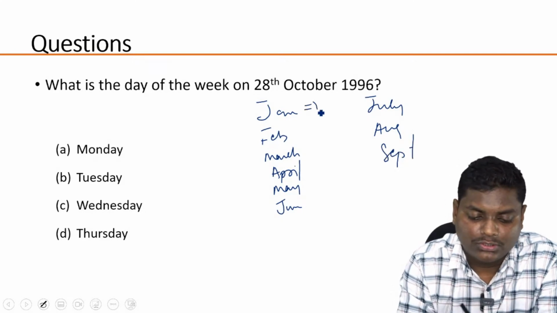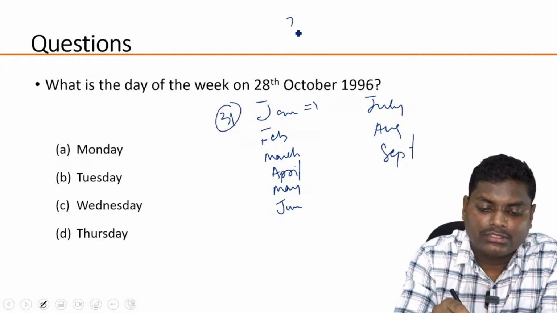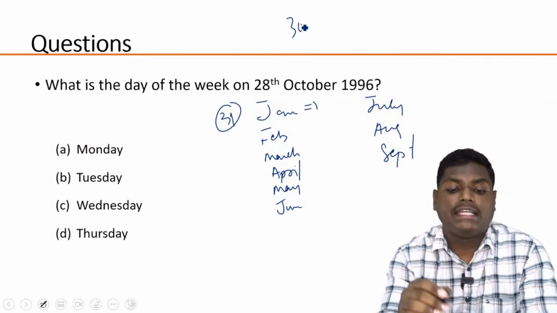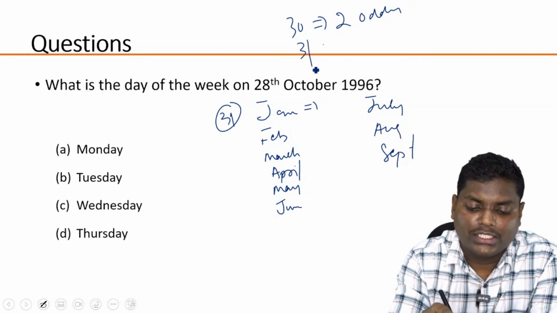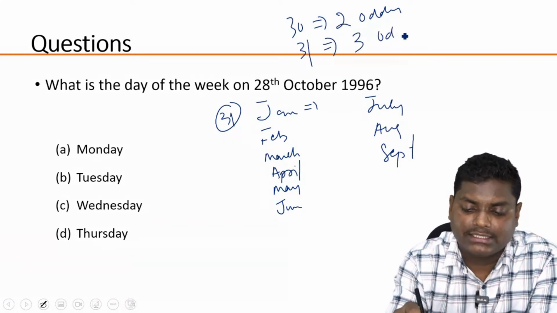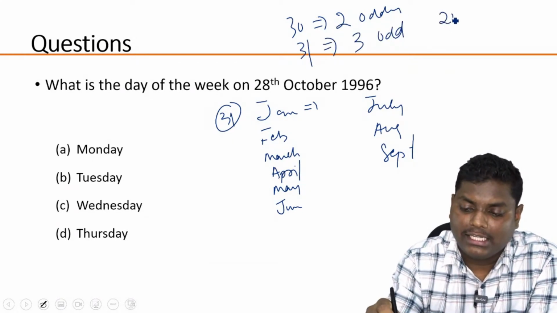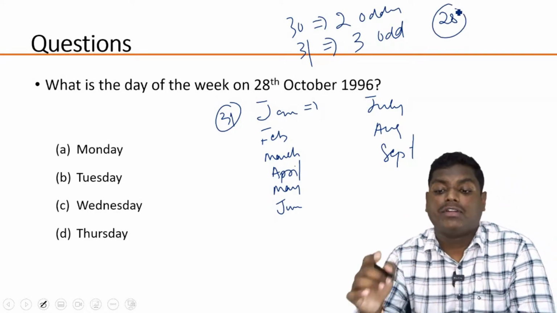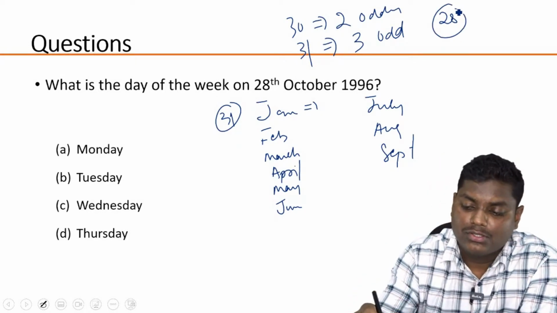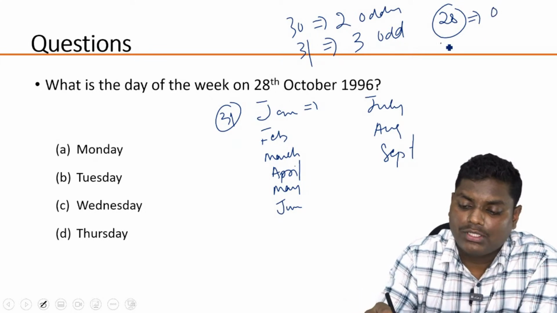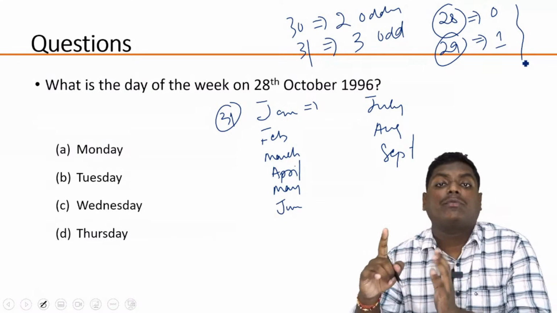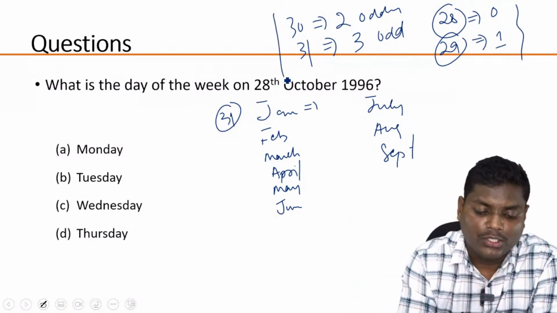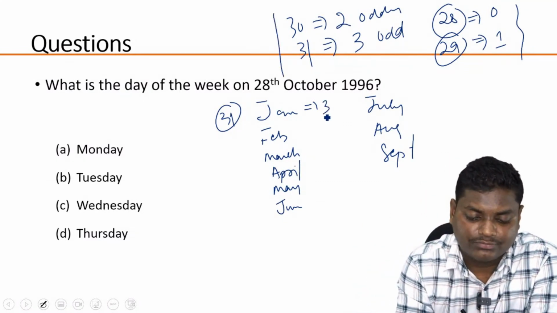If a month has 30 days, there will be 2 odd days. For a month of 31 days, there will be 3 odd days. If it is February with 28 days, that will be 0. And if it is 29 days, the leap year, then the number of odd days in the month of February will be 1. These things you keep in mind. So January is 31 days, so 3.